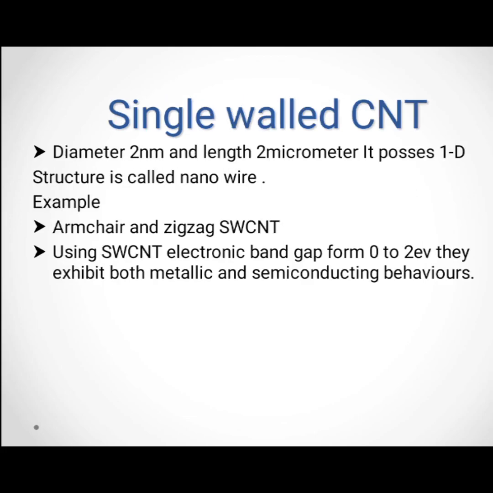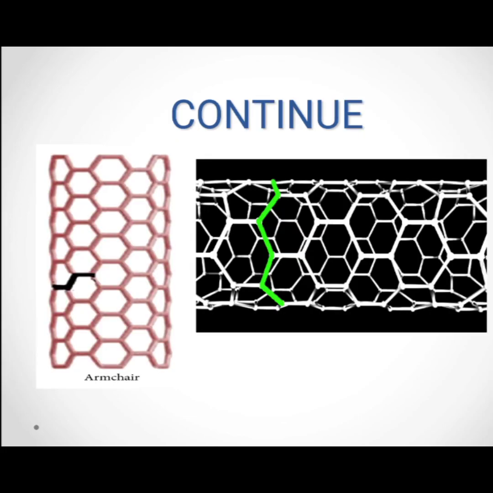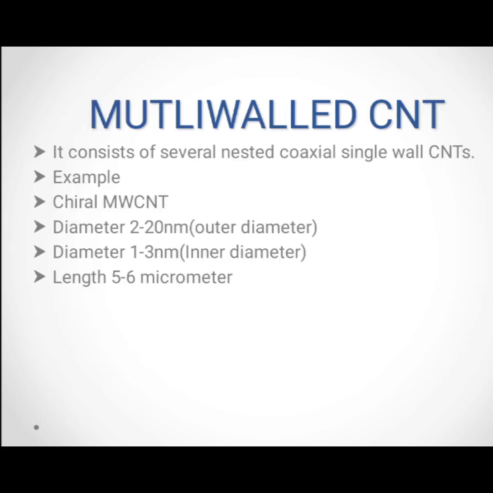Single wall carbon nanotube diameter is 2 nanometer and length is 2 micrometer. Its examples are given as you can see here. You can see here armchair. It is just like when a man is sitting on a chair, so we call it armchair. Multi-wall carbon nanotube consists of several nested coaxial single wall carbon nanotubes. Example: chiral, MWCNT, etc. Its diameter is 1 to 3 nanometer, length is 5 to 6 micrometer.